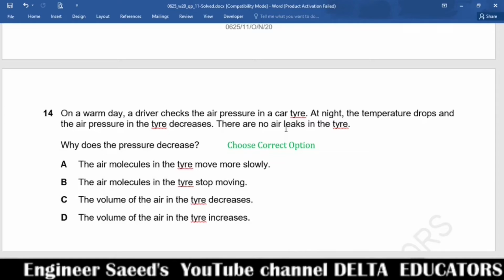Option C, the volume of the air in the tire decreases. Since there is no leak in the tire, there will be no decrease in volume of the air. Option D, the volume of the air in the tire increases. There is neither a decrease in volume nor an increase in volume. So C and D are not the possible options. The only possible option is option A. So here the correct option will be option A.